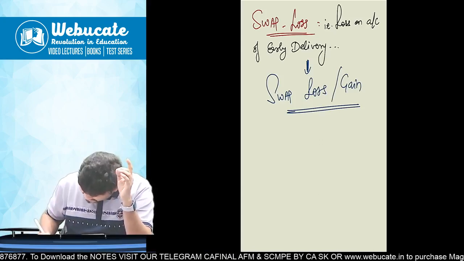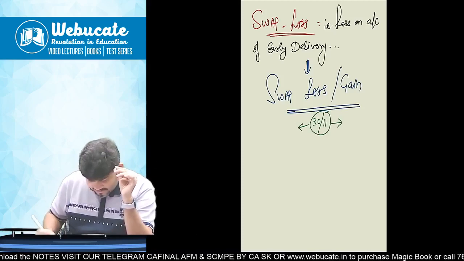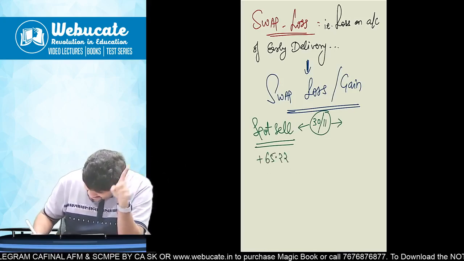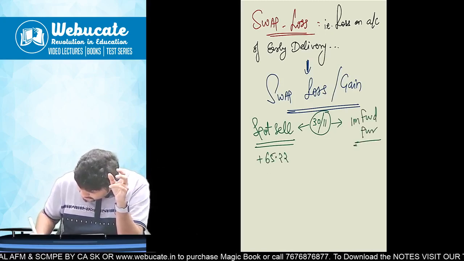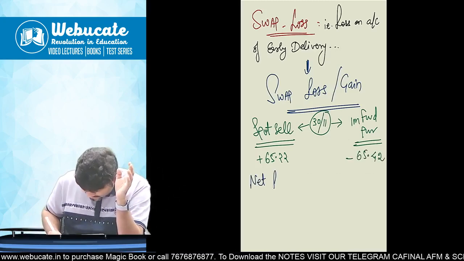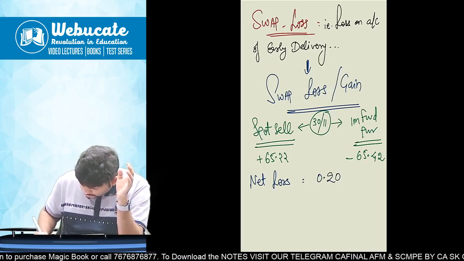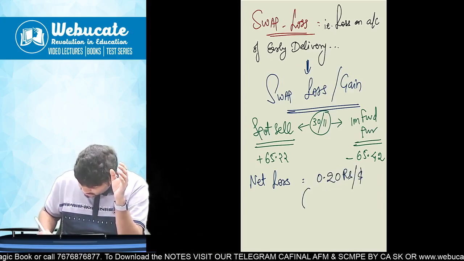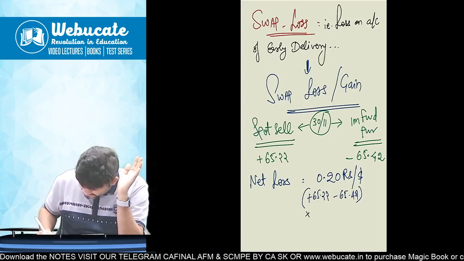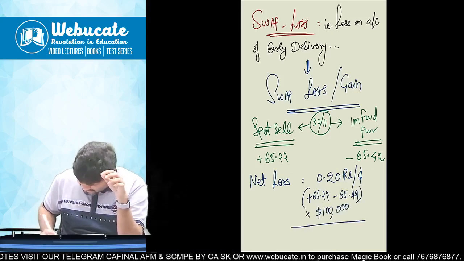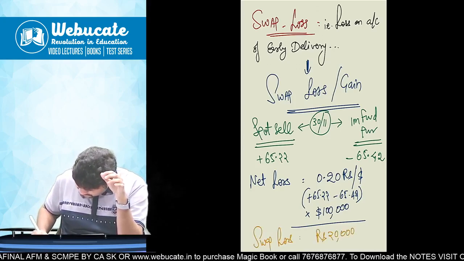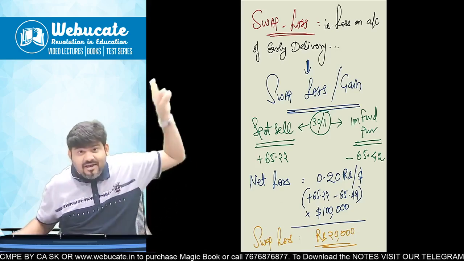So on account of early delivery, what happened on 30th November? We did two things. We did a spot sell. Whenever you are going to sell, you are going to get money, so plus 65.22. At the same time, we did a 1 month forward purchase. Whenever you are going to purchase, minus, because money is going out. So net loss is equal to 0.2 rupees per dollar. How? Plus 65.22 minus 65.42. Got it? Multiply by $1 lakh. Finally, I will get a swap loss of ₹20,000.